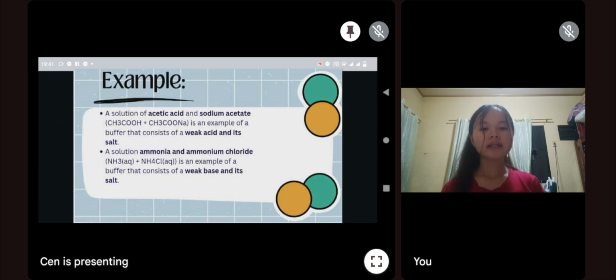And now for the second one, a solution of ammonia and ammonium chloride is an example of a buffer that consists of a weak base and its salt. Now in this example, when the base is added, the weak acid part donates H plus ions to neutralize the OH minus, preventing a large rise in pH. So basically, the other pair of it neutralizes the other, either base or acid, that is added into the solution.